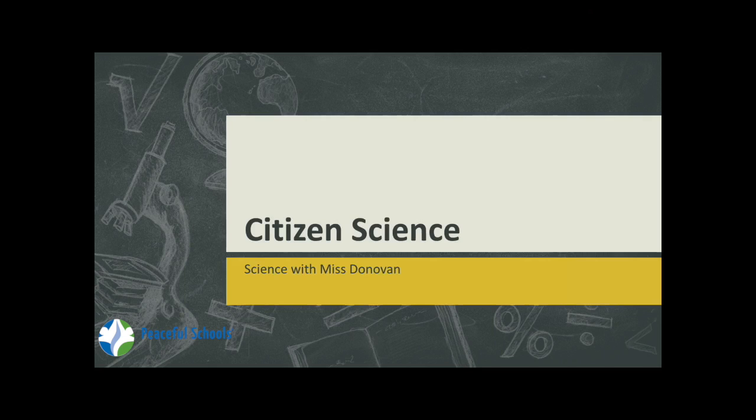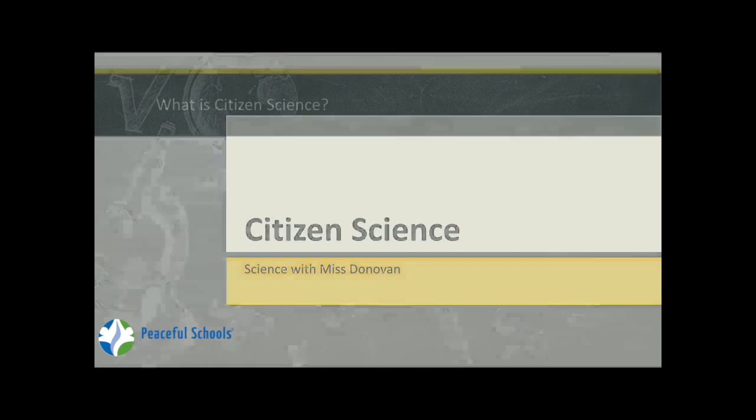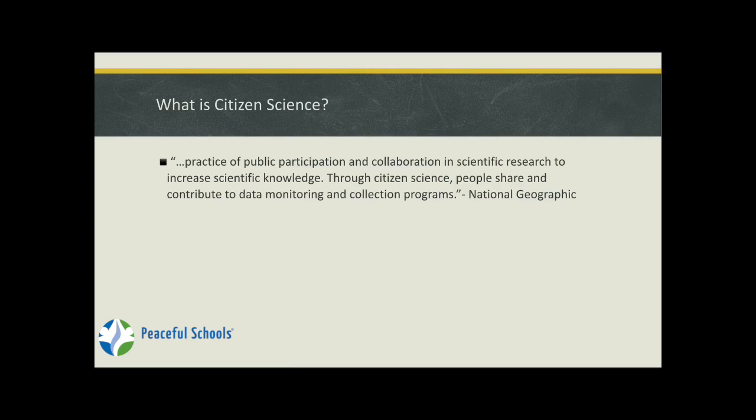So what is citizen science? National Geographic defines citizen science as the practice of public participation and collaboration in scientific research to increase scientific knowledge. Through citizen science, people share and contribute to data monitoring and collection programs. So that's kind of a long, drawn-out way of saying citizen science is people cooperating to contribute to scientific research.